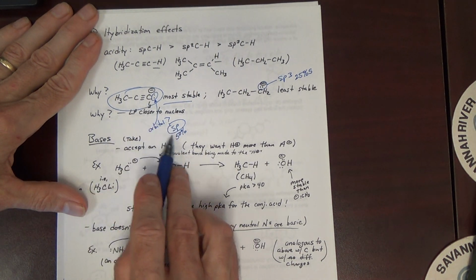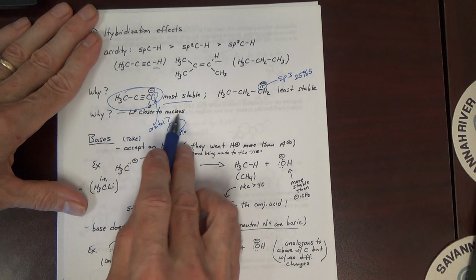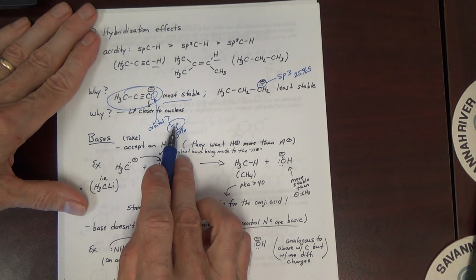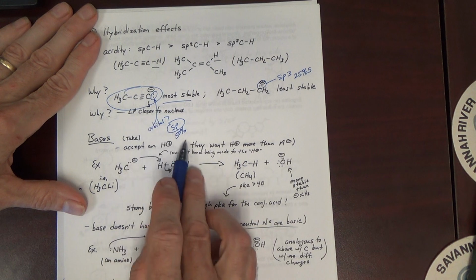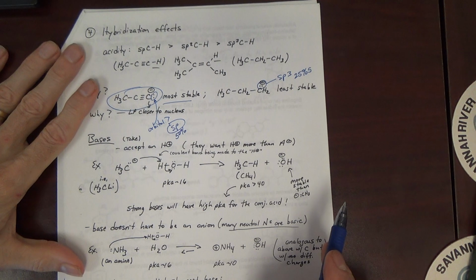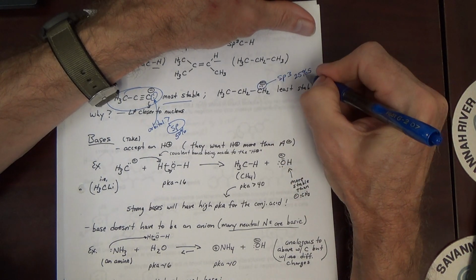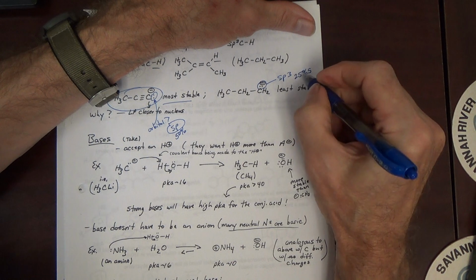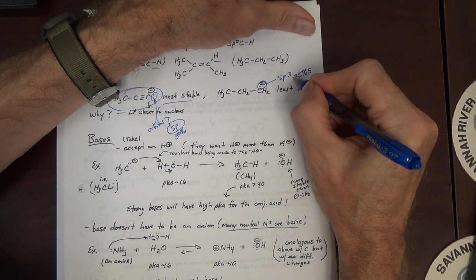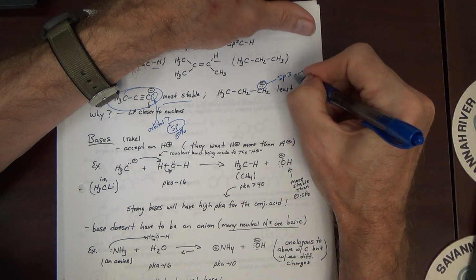Because the lone pair is in a more stable orbital. Now, the reason it's more stable is because it's closer to the nucleus. The more s character, the closer the electron can be to the nucleus. Where this lone pair is in an orbital that does not have as much s character, it thus has more p character, and as we know, a p orbital actually has a node at the nucleus where there is no electron density.